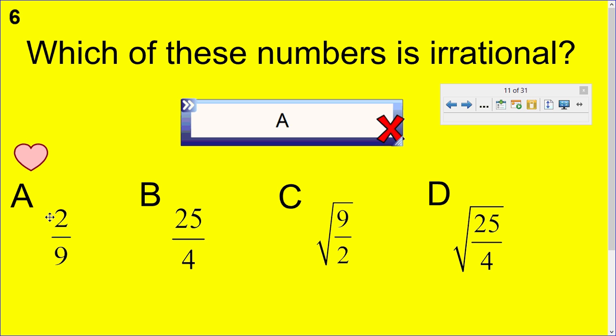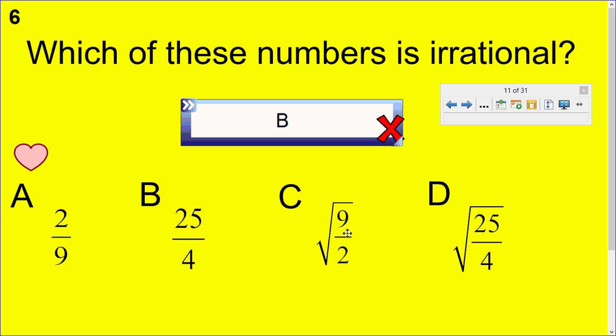So if A is not irrational, neither is B. So A and B, those are fractions. Those are rational numbers. Well, now we got the square root. You remember square root is a number times itself. So let's see.